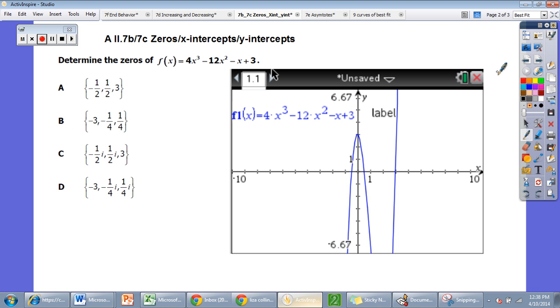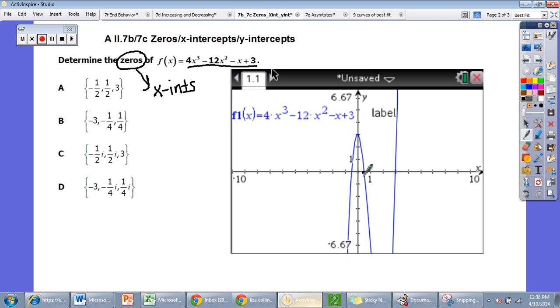Here's another question, and we're doing pretty much the same thing except for we're focusing on zeros, which means we only want to look at the x-intercepts. Okay, it's just another word for x-intercepts is looking at the zeros. So what you could do here is graph it on your calculator, which I have done to get a picture.